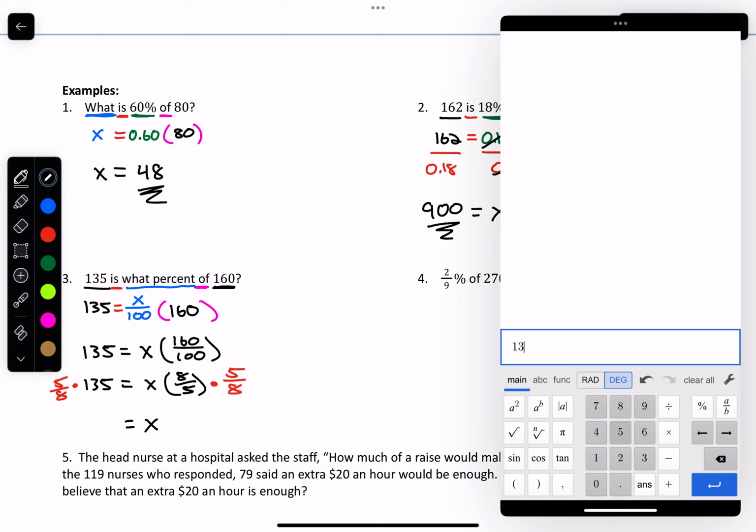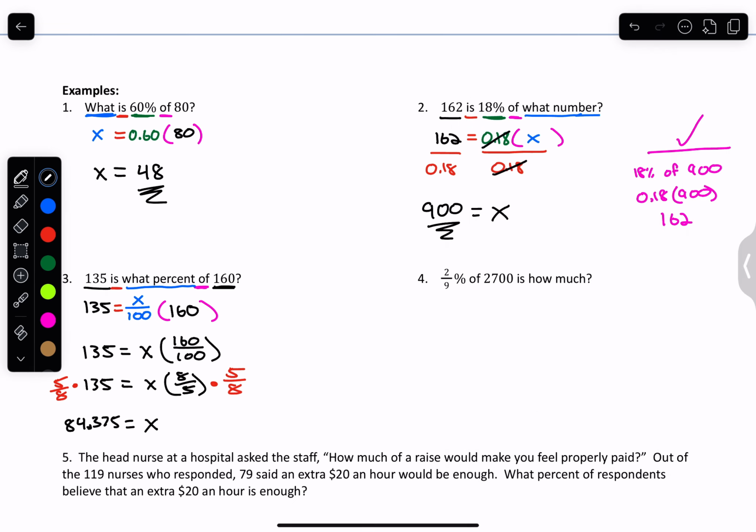We have 135 multiplied by 5 over 8, which gives me 84.375. So that tells me that 135 is 84.375% of 160. And so the percent we were looking for is that 84.375. Usually when we get to the end of these problems, we like to clarify that this 84.375 really represents 84.375%. So we have now found the percentage that represents our solution.